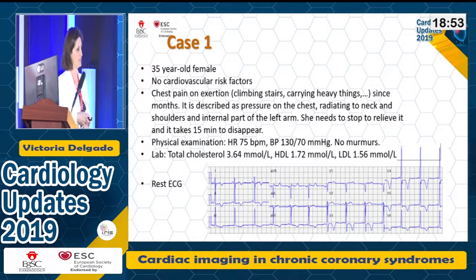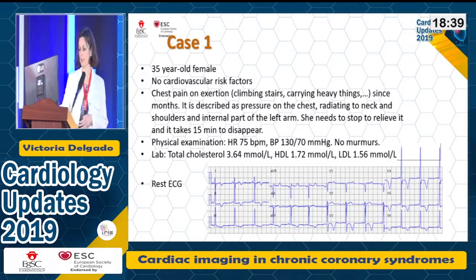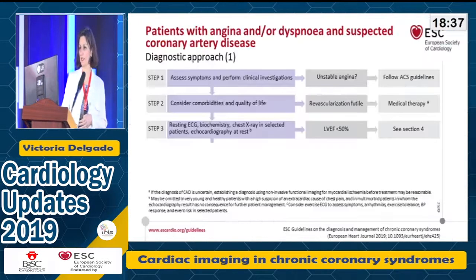And this is the EKG. We can see that there is sinus rhythm, but it's quite abnormal, with signs of hypertrophy and very pronounced negative T waves in the anterior wall mainly. So this is the patient that comes to our outpatient clinic.